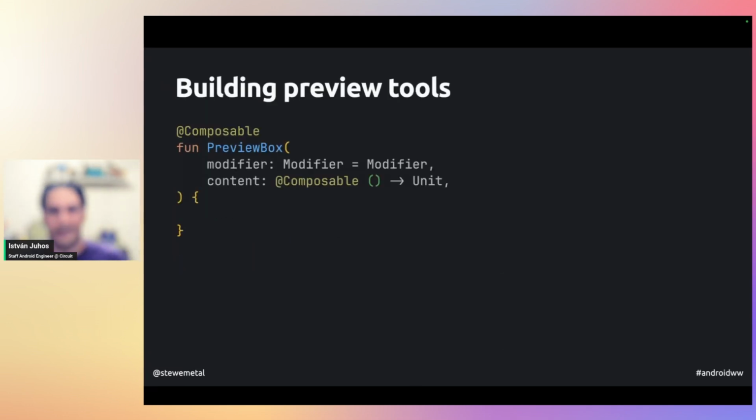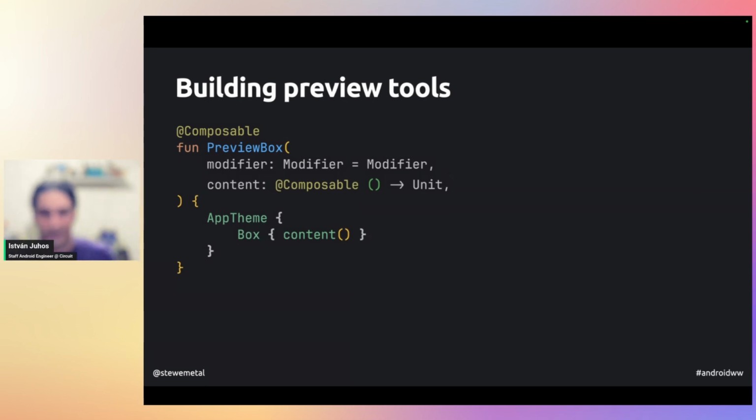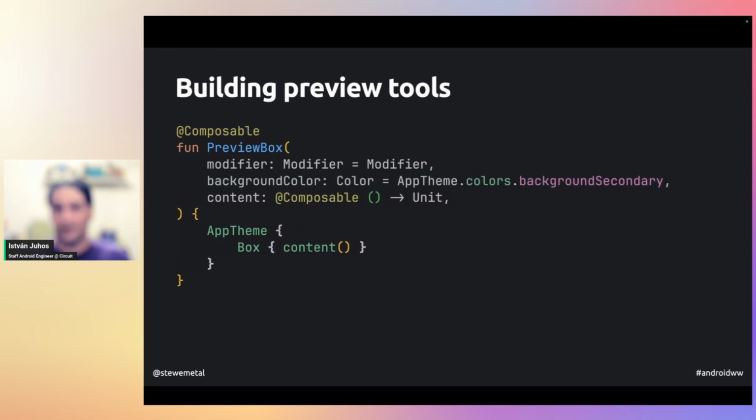So the preview box itself would look something like this. Again, a simple box where we call the app theme, and we call the content trailing lambda there. And of course, at this point, we traded app theme for another composable that we only use in previews. So this is not a good trade-off yet, but we're getting there. So because we're building a box, why not build a box inside of it? Why not delegate stuff to that box inside that? We can do that. And with this, we can also set a background color.